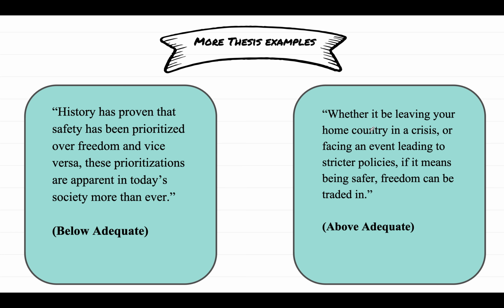Above adequate. Whether it's leaving your home country in a crisis or facing an event leading to stricter policies, it means being safer. Freedom can be traded in. Okay, there it is. That's great. When you are arguing, you have to pick a side, right? I know there isn't only two sides. We'll talk about that in another video about the complexity of claims. But you do have to have a very specific stance, right?